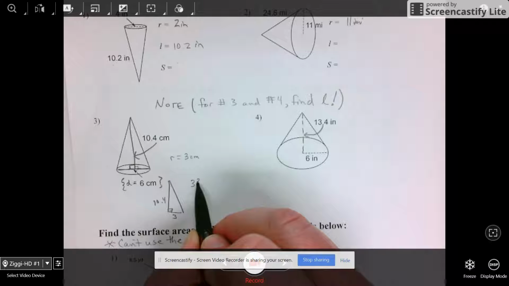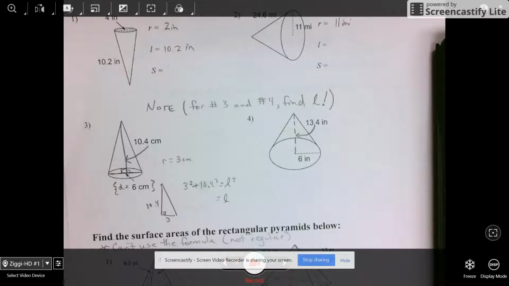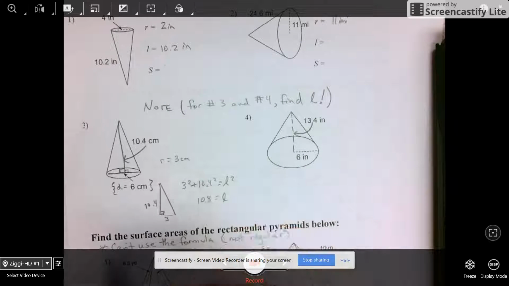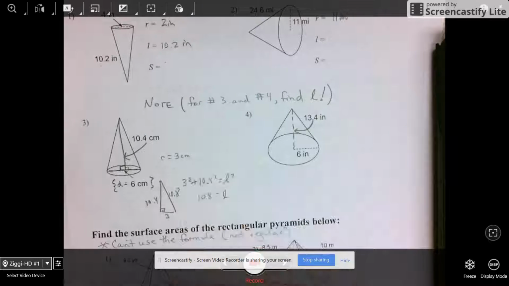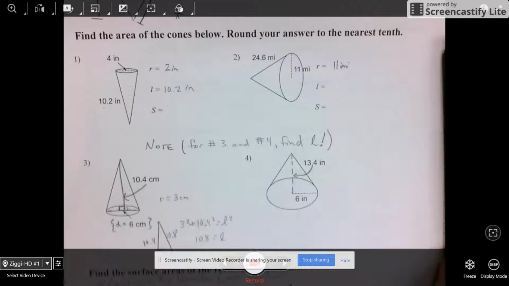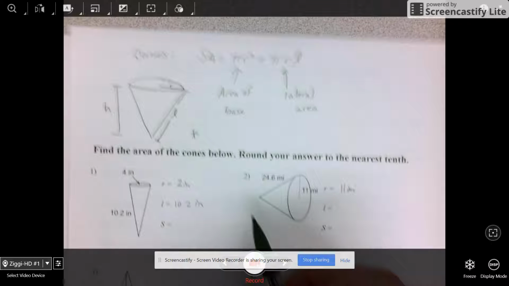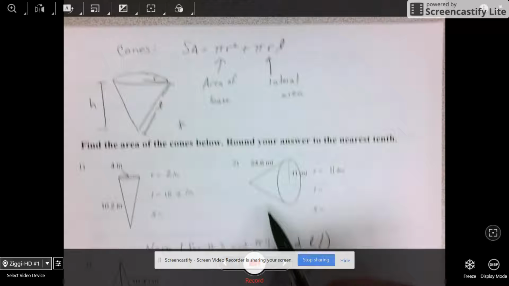So 10.8 slant height, a little bit bigger than the regular height. And then it's just plugging in. I think you can plug it in at this point. Pi r squared plus pi rl, pi times 3 squared plus pi times 3 times 10.8. And leave it in terms of pi, that's fine. Okay, so you can finish that one. Those are similar. Just make sure they're not giving you the diameter.